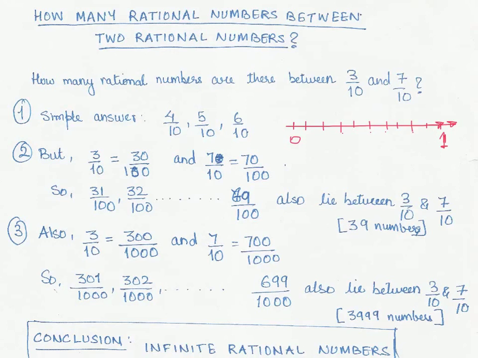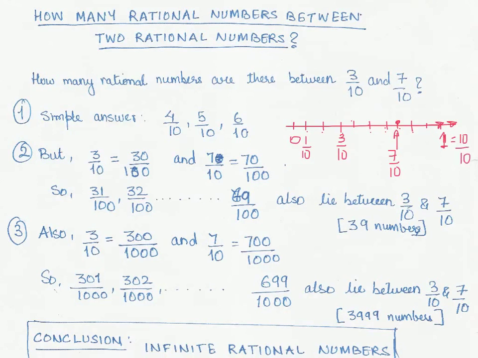Now this is 0 by 10, this is 1 by 10, then we have 2 by 10, and this is 3 by 10. And then we move ahead to 7 by 10, so 3, this is 4, 5, 6, and 7. So this point over here is 7 by 10, and 1 of course can be represented as 10 by 10.